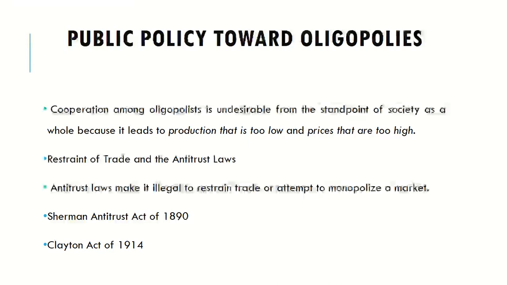So the government restrained making cartels by introducing antitrust laws. Antitrust laws make it illegal to restrain trade or attempt to monopolize a market. And here are two antitrust laws, that is the Sherman Antitrust Act of 1890 and the Clayton Act of 1914. And we have discussed both of them in detail in the previous chapters.